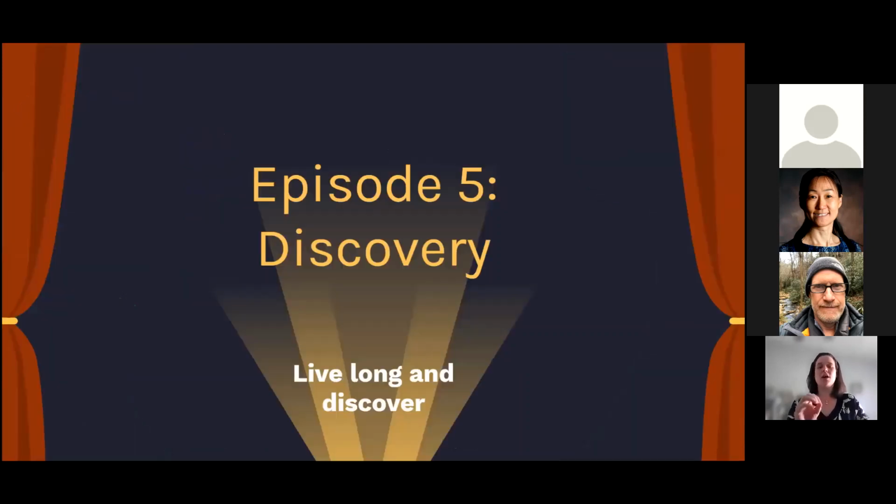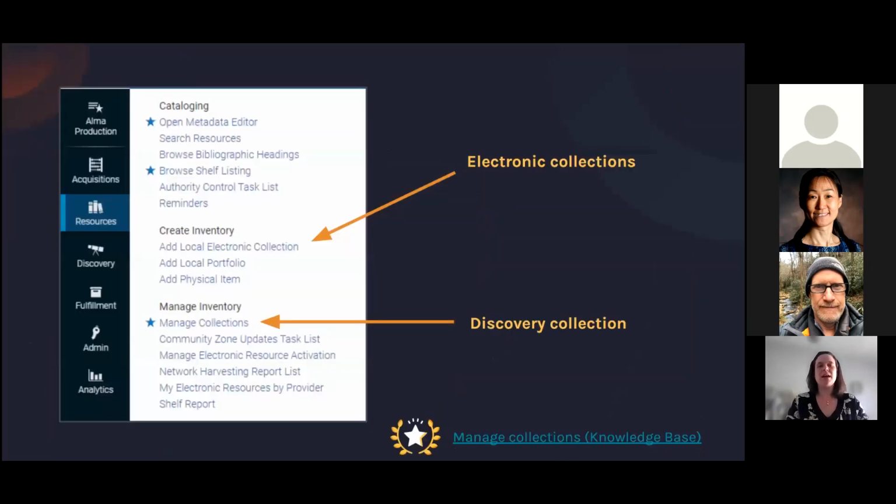Now I'm going to tell you about one of the great things in the discovery layer, discovery collections, or what I call discovery collections. In Alma, there are two different types of collections. One is an electronic collection, so that would be things like the Kanopy collection, A&A ePortal, EBSCO eBook Central. And then in the managed inventory area, there's managed collections. This is what I call the discovery collections, just to differentiate it from the electronic collection.